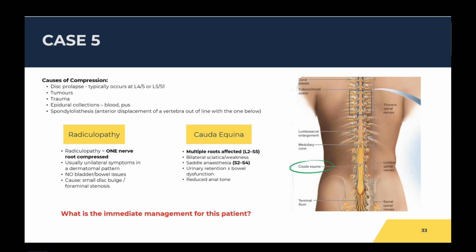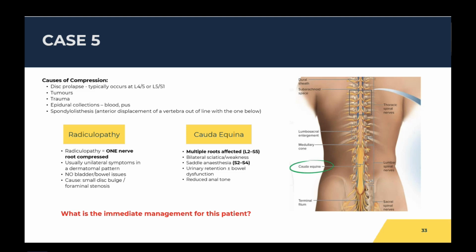However, with cauda equina, its natural anatomy distributes and spreads out like a horse's tail, and so this means that multiple roots are susceptible to compression, between L2 and S5, and it leads to bilateral sciatica and weakness. You also get saddle anesthesia, urinary retention, bowel dysfunction, and reduced anal tone.